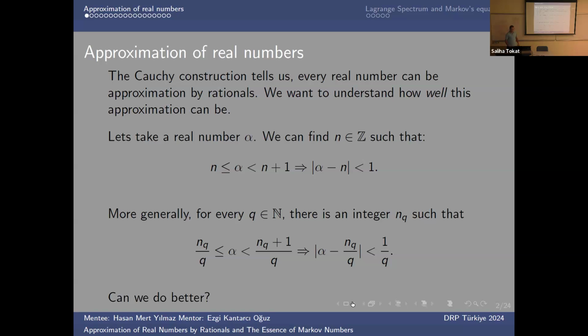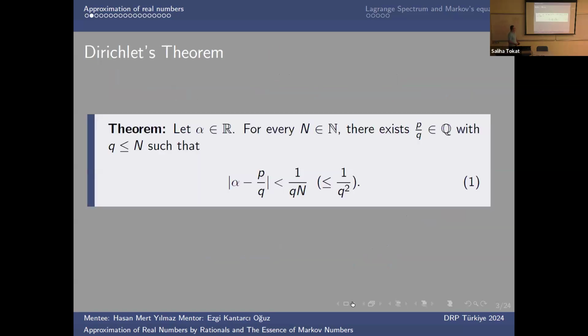Can we do better? Yes. Dirichlet's approximation theorem says that for every alpha and for every non-zero natural number n, there exists a rational number p over q with q smaller than or equal to n, such that this inequality is satisfied. This is a much more general result than the preceding one.